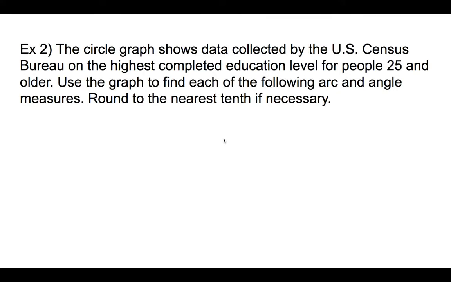The circle graph shows data collected by the U.S. Census Bureau on the highest completed education level for people 25 and older. Use the graph to find each of the following arc and angle measures. Round to the nearest tenth if necessary.